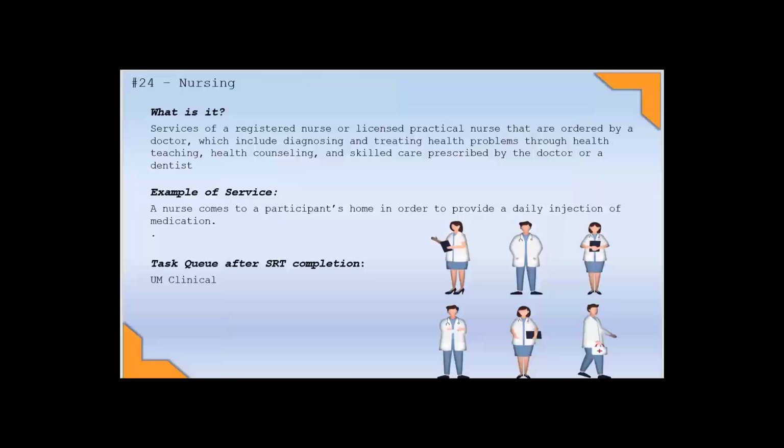Nursing, services of a registered nurse that are ordered by a doctor. An example, a nurse coming to a participant's home in order to provide a daily injection of medication. Something that you would need the licensure of a nurse to be able to complete.